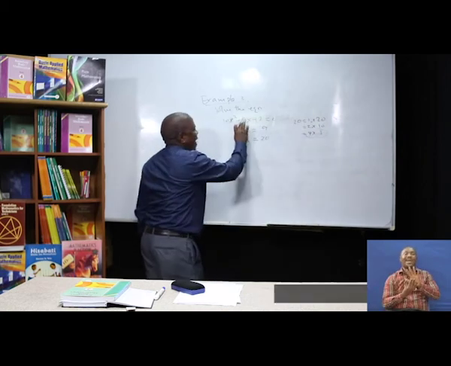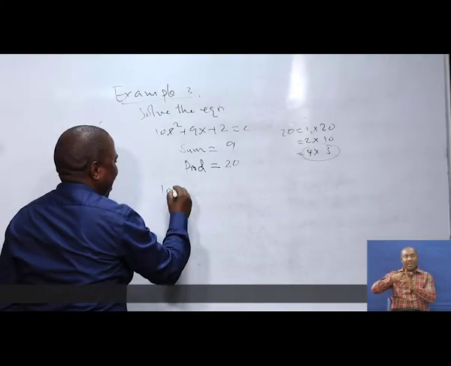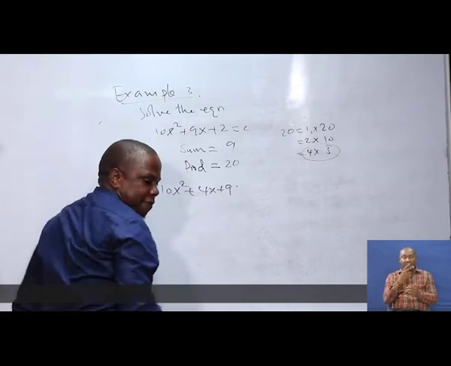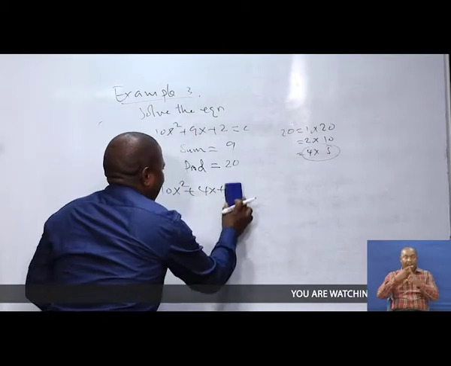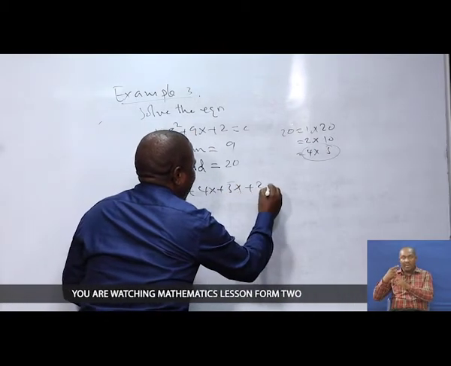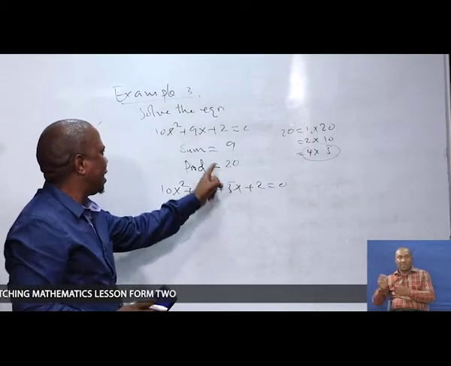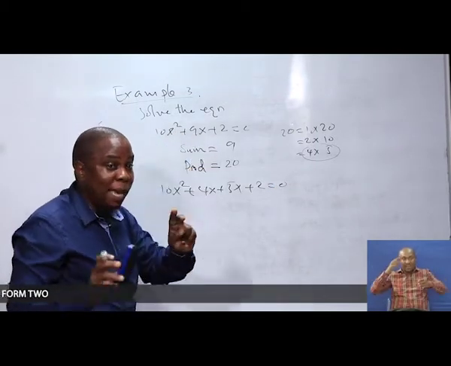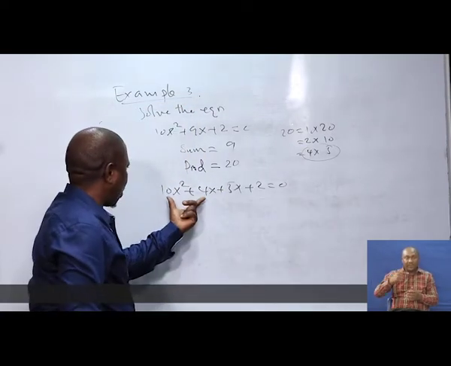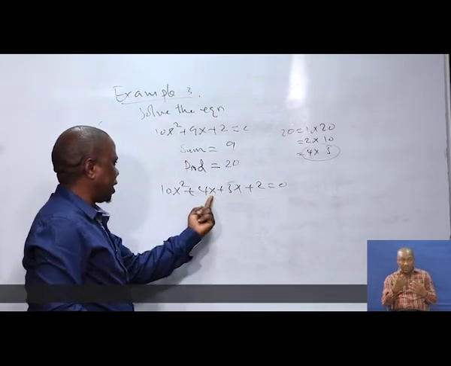Now, instead of writing 9x here, we'll write 10x squared plus 4x plus 5x plus 2 is equal to 0. We have split this middle term here. That's why we call it splitting the middle term. Now, group them in 2. Look at this one. This and this, this and this.